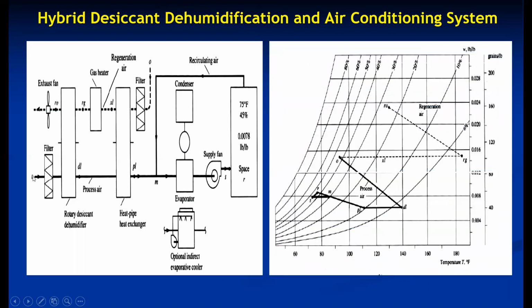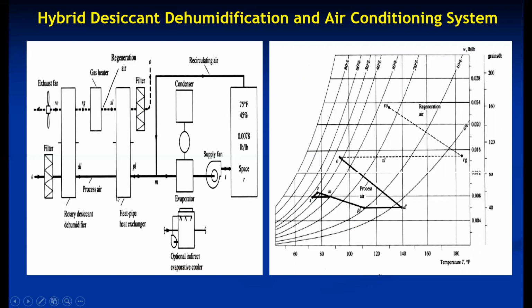Suppose we start from point O, that is outside air. First it is made to flow through the filter. When it flows through the desiccant wheel, that is the rotary desiccant wheel, it is dehumidified. So O to DL is heating and dehumidification, because some heating is also taking place here. That is called chemical dehumidification. So O to DL is the heating and dehumidification process.